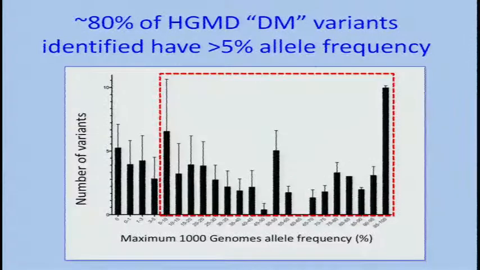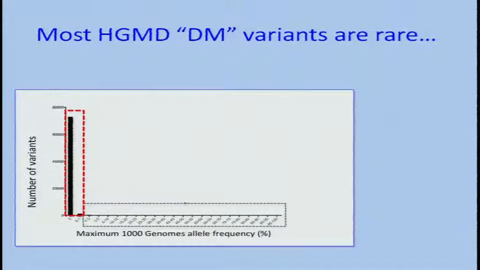And so this graph is a little bit confusing, but what this amounts to is a histogram. So the allele frequency ranges are on the bottom. On the y-axis are the number of variants. And the bar is the average number of variants per person within that allele frequency range, and then the error bars are the standard deviation. So essentially, you have a large number of variants per person with greater than 5% allele frequency. So those are clearly errors of some kind that are in that database.